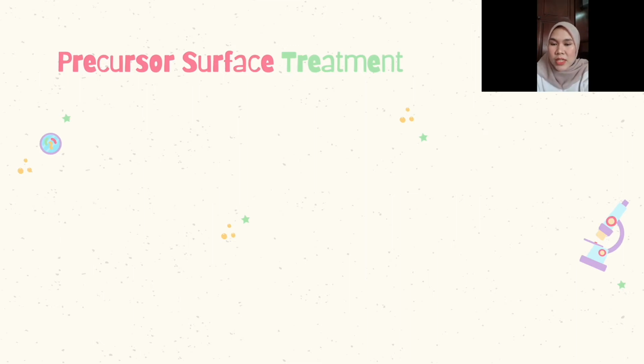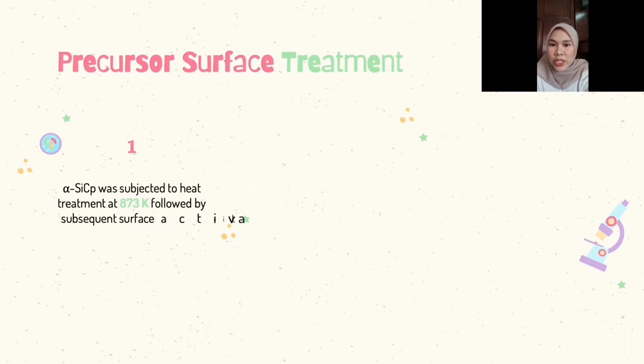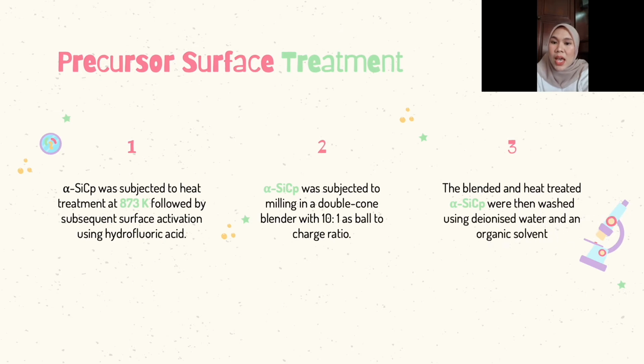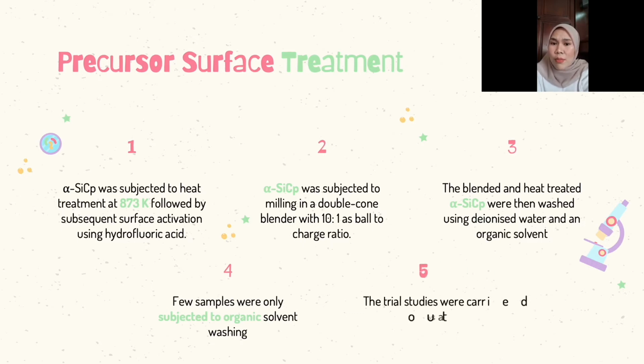First step in this process is alpha silicon carbide was subjected to heat treatment at 873 Kelvin for a stipulated duration, followed by subsequent surface activation using hydrofluoric acid. Next, in order to improve the surface pre-treatment processing efficiency, alpha silicon carbide particles were subjected to milling in a double cone blender with a 10/1 ball to charge ratio. Hardened steel balls of a diameter of about 8 mm were used as the milling media for a duration of 30 minutes.